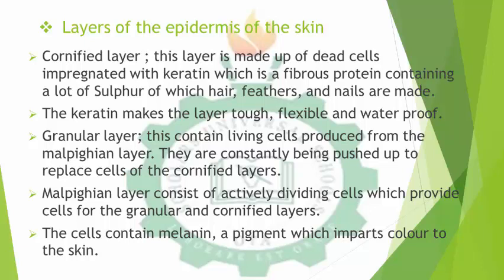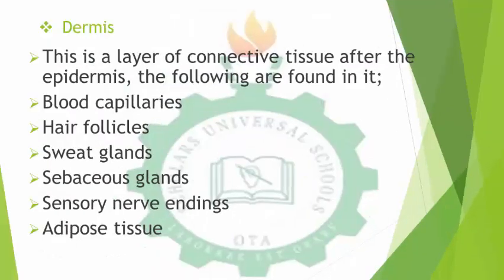and the Cornified layer. The cells contain melanin, a pigment which imparts colors to the skin. So we can see that melanin has its own function. It helps to absorb ultraviolet rays and give the dark pigment. That is why you see that people in the region where there is a sunny weather, they are usually black, because the melanin absorbs the ultraviolet rays and produces dark coloration instead. So that melanin is present at the epidermis.